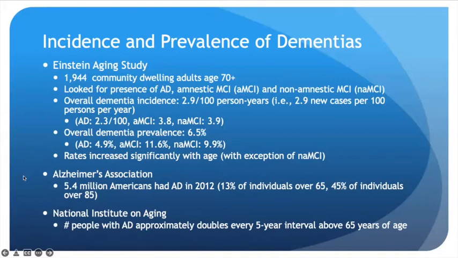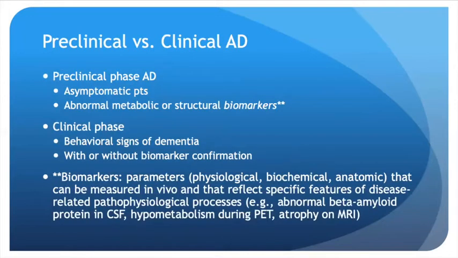The Alzheimer's Association has some other data. It looks like about 5.4 million Americans had Alzheimer's disease in 2012, according to their report. That's about 13% of individuals over 65 and 45% of individuals over 85. And the National Institute on Aging estimates that the number of people with Alzheimer's disease approximately doubles every 5-year interval above 65 years of age. The risk of having dementia is higher with advanced age.